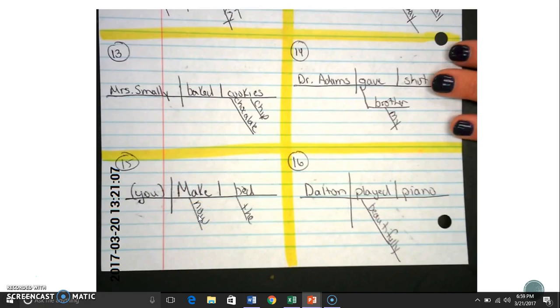Last but not least, I've got Dalton in here. Dalton played the piano beautifully. And I forgot the modifier on piano. Dalton is my subject. Played is my action verb. What did Dalton play? He played the piano. I should have a the right there. And then beautifully is how he played.